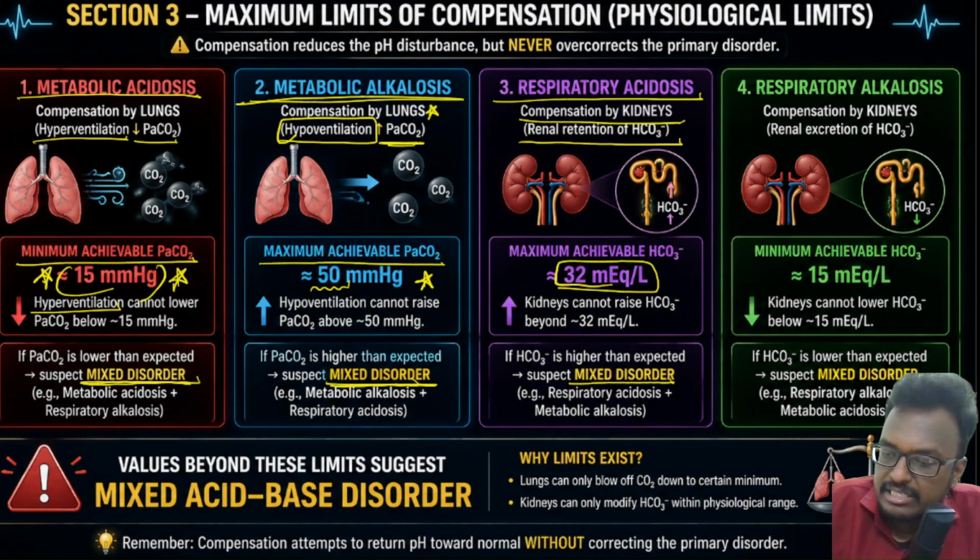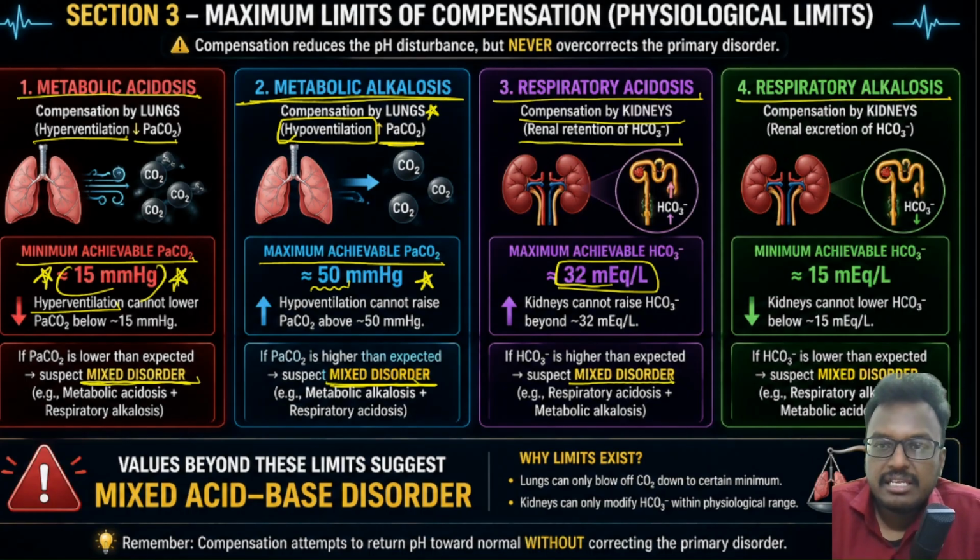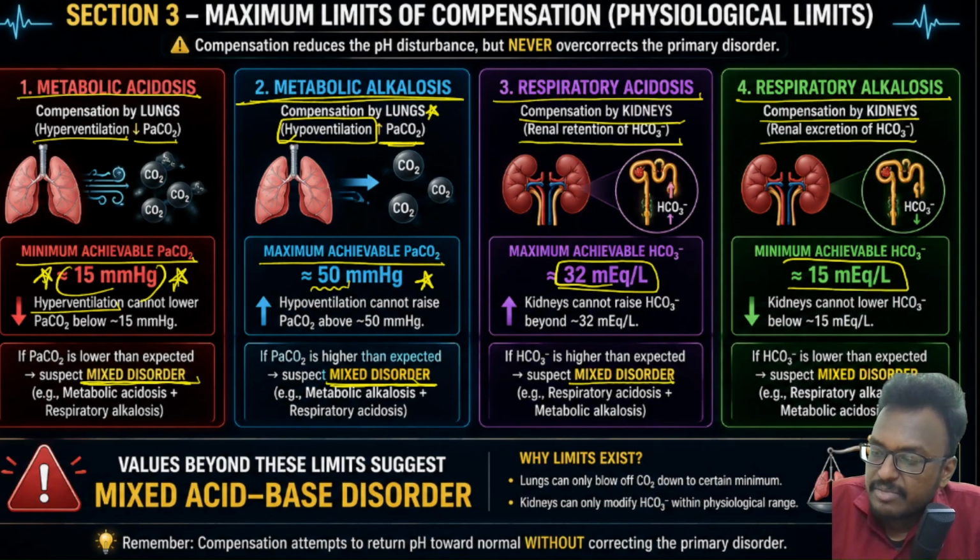Now finally coming to the last disorder, that is respiratory alkalosis. Here the disorder is because of hyperventilation, and this is compensated by the kidneys via renal excretion of bicarbonate and retention of protons, that is the acids. Because of this excretion, whatever bicarbonate amount is remaining cannot be less than 15 milliequivalents per liter. That is the minimum achievable bicarbonate concentration by excretion of bicarbonate by the kidneys. If it is less than 15 milliequivalents per liter, then you have to suspect a mixed disorder.